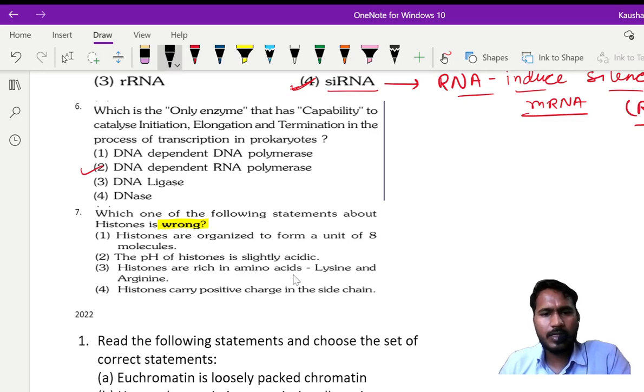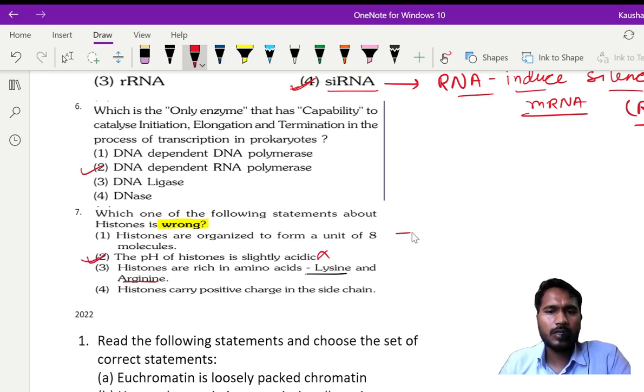So histone is rich in lysine and arginine, which are the basic amino acids, not acidic. What are the acidic amino acids? Glutamic acid or aspartic acid. So this is the wrong answer. This is the wrong statement. So the answer will be this one.